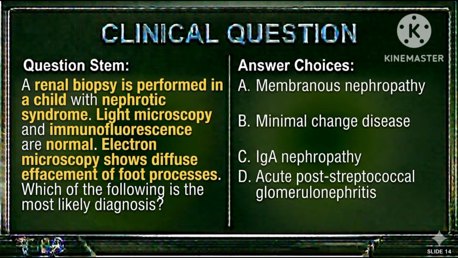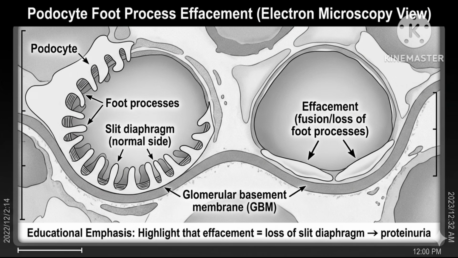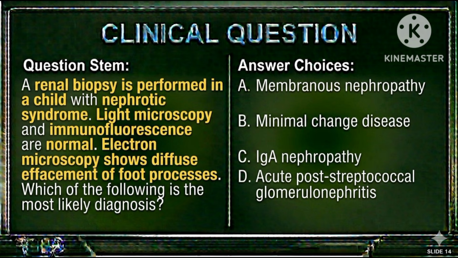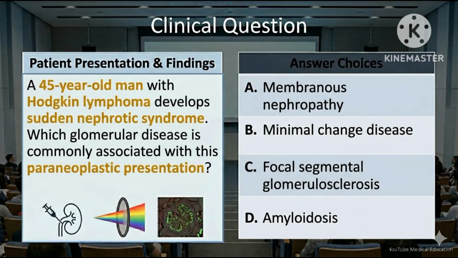Renal biopsy is performed in a child with nephrotic syndrome. Light microscopy and immunofluorescence are normal. Electron microscopy shows diffuse effacement of foot process. Most likely diagnosis, minimal change disease. Most common cause of nephrotic syndrome in children.